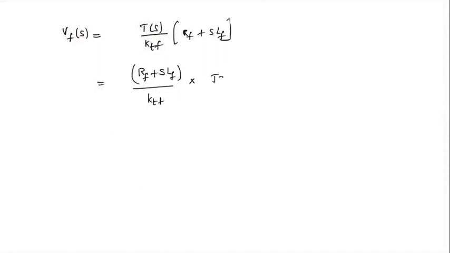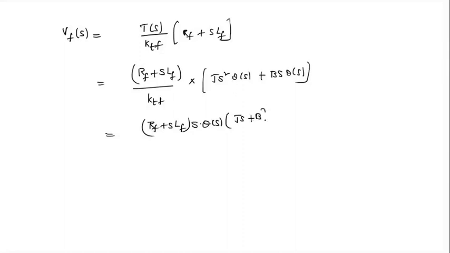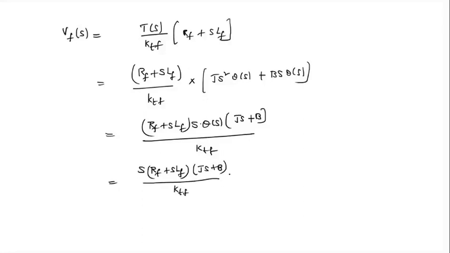Instead of T of S, I'm going to substitute Js square into theta of S plus Bs into theta of S. So now here, RF plus SLF, I'm going to take the common S into theta of S. Taking the common S into theta of S, you will get Js plus B. So if you simplify this, you will get RF plus SLF by KTF into S into Js plus B into theta of S.